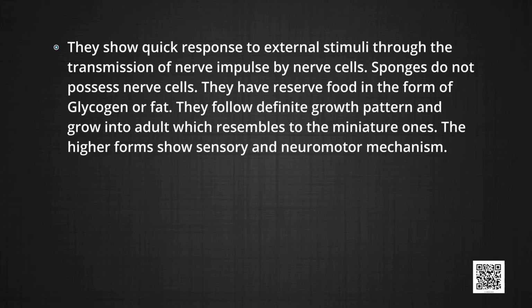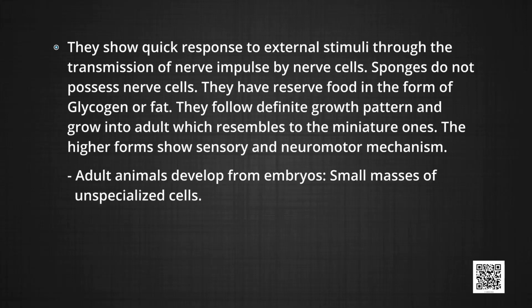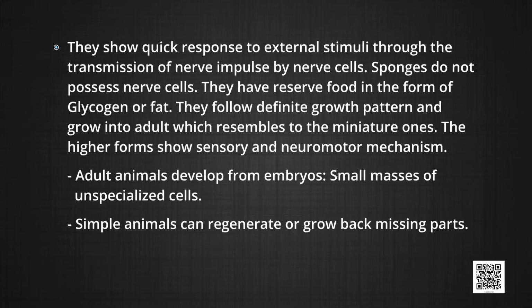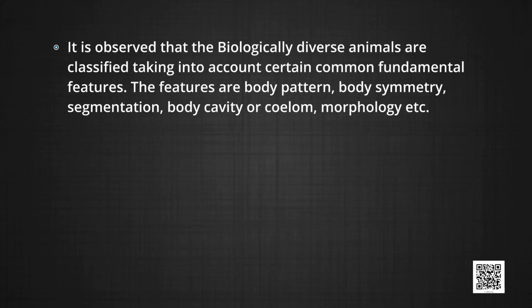They follow a definite growth pattern and grow into adults, which resemble the miniature ones. The higher forms show sensory and neuromotor mechanism. Adult animals develop from embryos. Small masses of unspecialized cells, simple animals can regenerate or grow back missing parts. It is observed that the biologically diverse animals are classified taking into account certain common fundamental features. The features are body pattern, body symmetry, body segmentation, body cavity or coelom, morphology, etc.